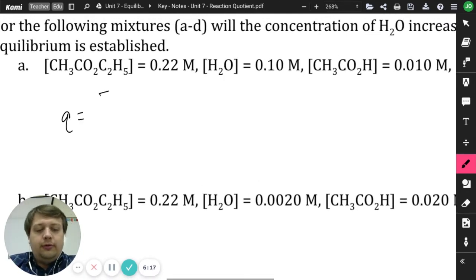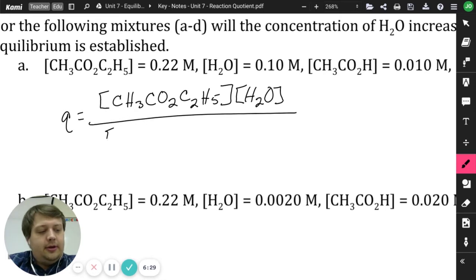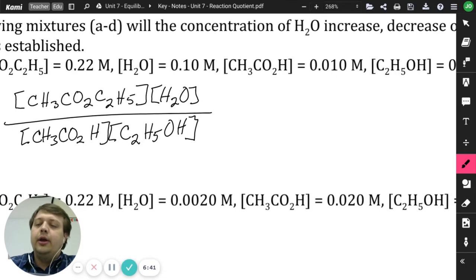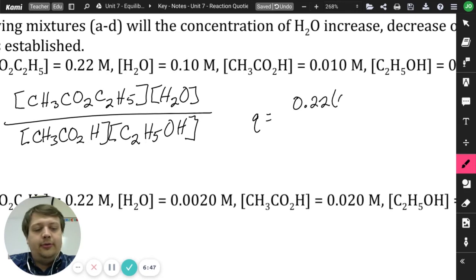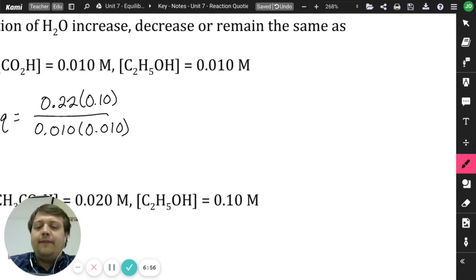So Q equals the concentration of CH3CO2C2H5 times the concentration of H2O, divided by the concentration of CH3CO2H times the concentration of C2H5OH. I plug in my numbers, and I find that my Q equals 0.22 times 0.10 divided by 0.010 times 0.010. And what I find is that my Q equals 220.